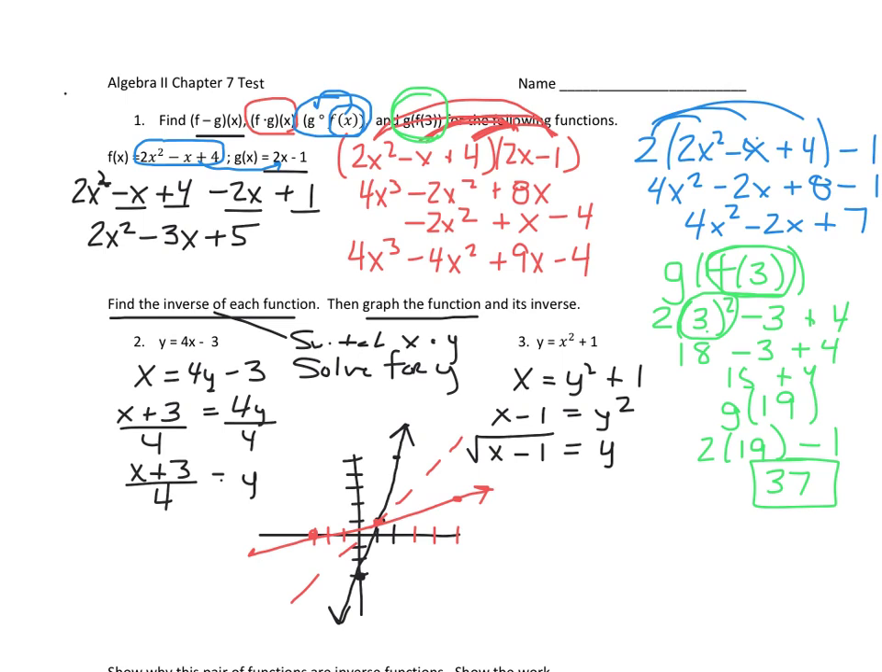Another way to do this, if you look at the equation of the inverse, this equation is 1/4 x plus 3/4. And if you look at the red graph we just drew, it does have a y-intercept of 3/4. We do go up 1 and over 4.